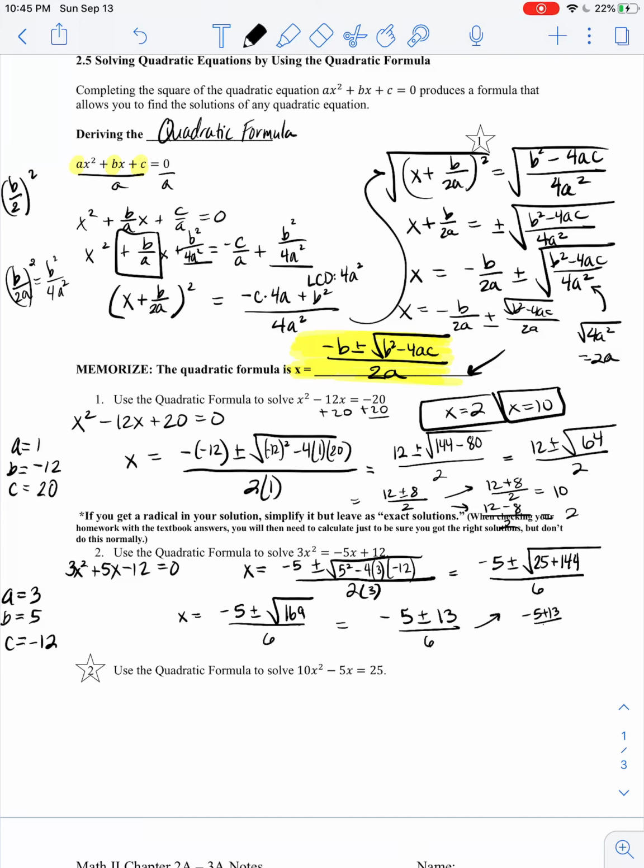So negative 5 plus 13 over 6. And then we're going to do negative 5 minus 13 over 6. So plus or minus, we need to do a problem with adding the 2 together and then subtracting the 13. So 13 minus 5 is 8 over 6. That can be simplified to 4/3. And negative 5 minus 13, that's negative 18 over 6, which is negative 3. So our 2 solutions are negative 3 and 4/3.